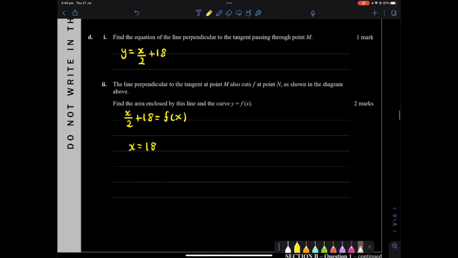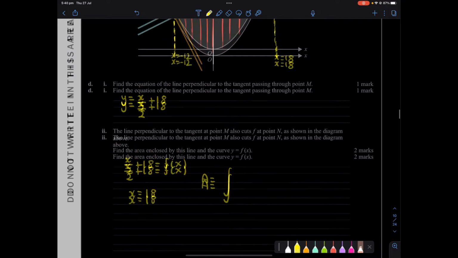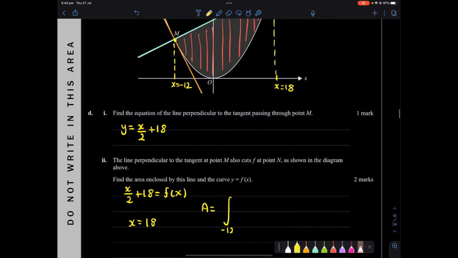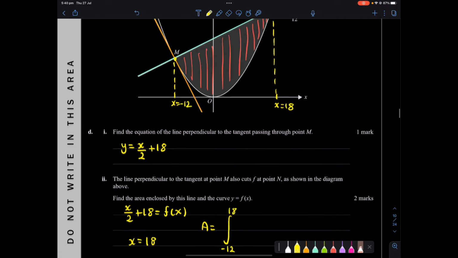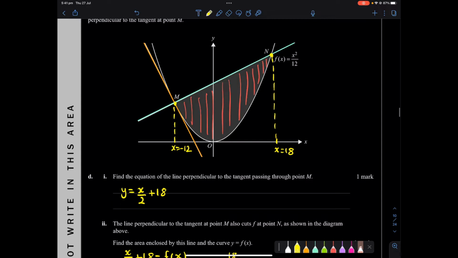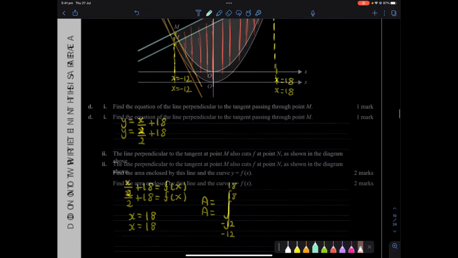So now what we can do is to find the area. So area is the integral from negative 12 to 18 of the upper function, which is this one over here, y equals x over 2 plus 18, your normal line. So I'm just going to put it over here.